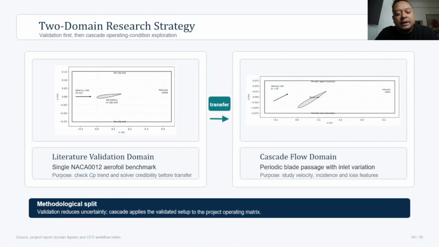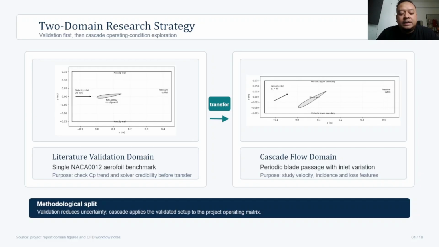Our study used two related computational domains. The first is the literature validation domain. It is an isolated NACA 0012 aerofoil case, and its purpose is to compare the computed pressure coefficient distribution with the published data from Ruck et al. This step helps us check whether the CFD workflow can reproduce the main pressure trend around the aerofoil.